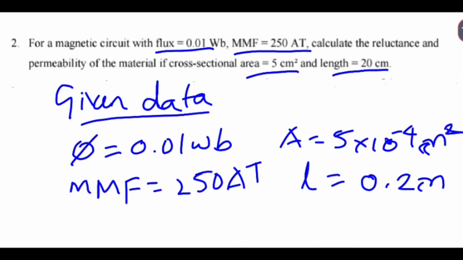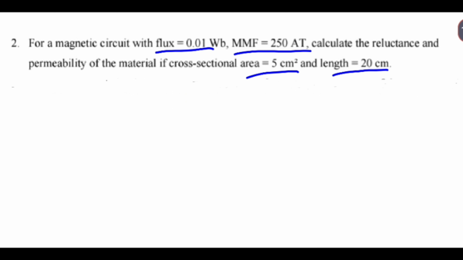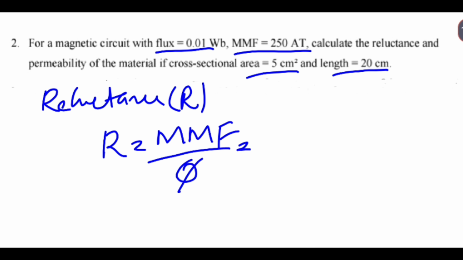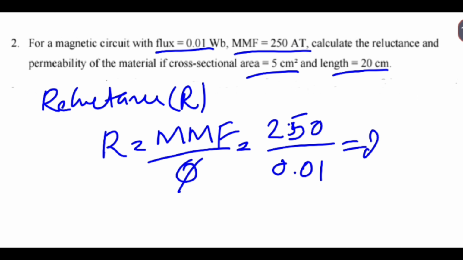Now we need to find the formula. First we need to find the reluctance, which is R. R is equal to MMF divided by flux, which is given in the problem. MMF is 250 divided by flux 0.01. So you will get 25,000 AT per Wb as the units. This will be the answer for reluctance.